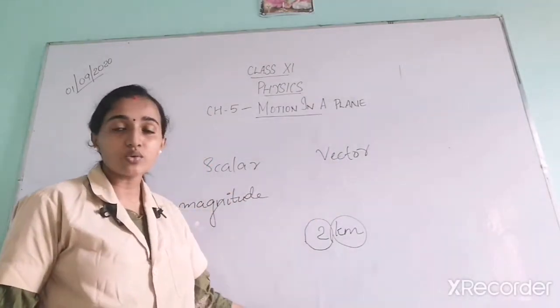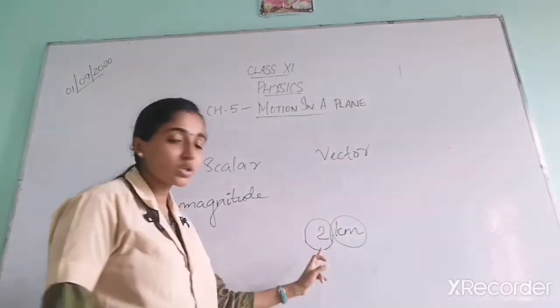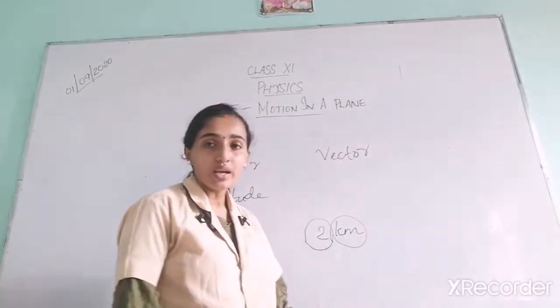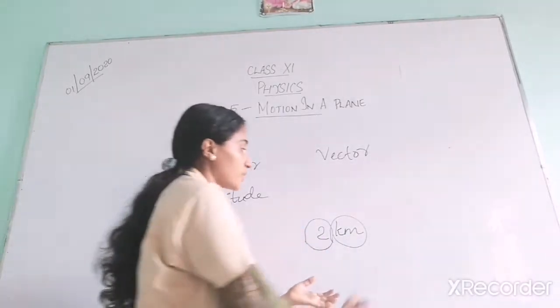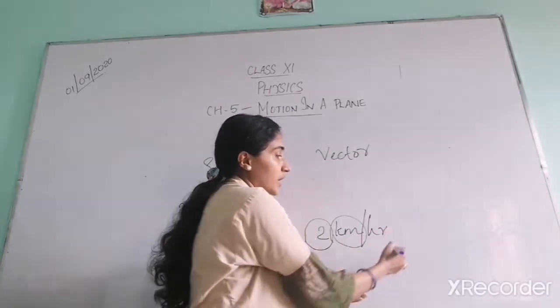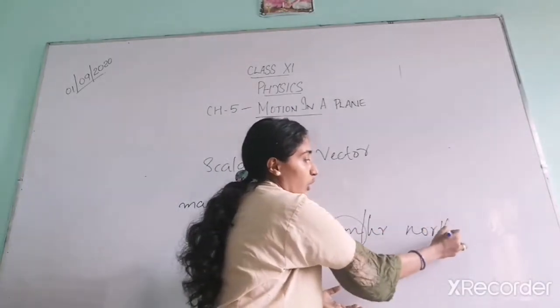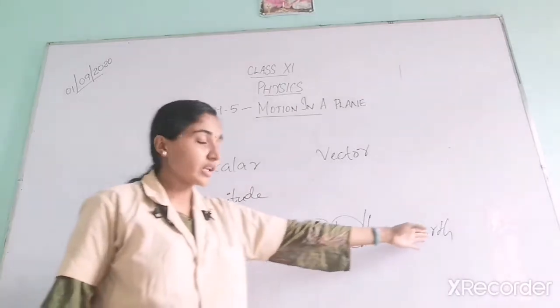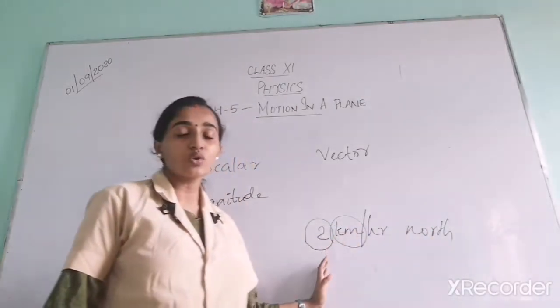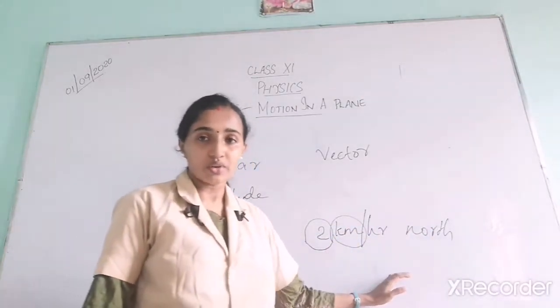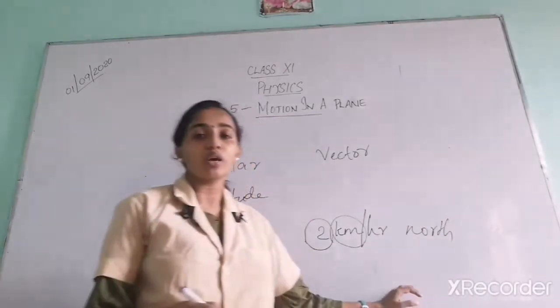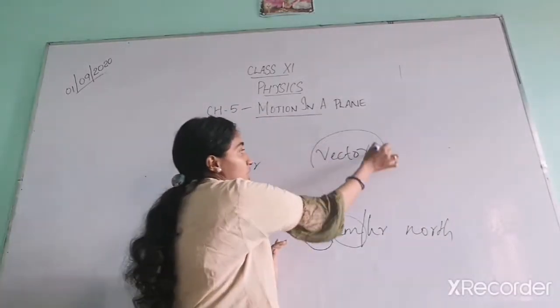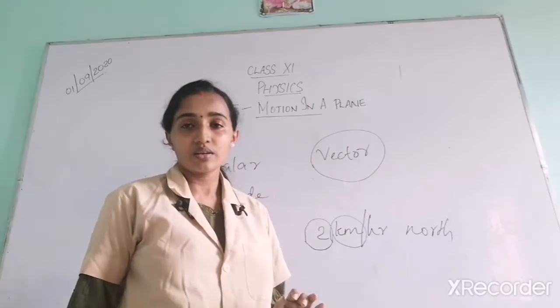And what about a vector quantity? One which has both magnitude along with direction. For example, velocity: I am going to write it as 2 km per hour towards north. Here direction is also given, so this is a vector quantity, right? Now in this chapter we are going to discuss this vector quantity. Clear?